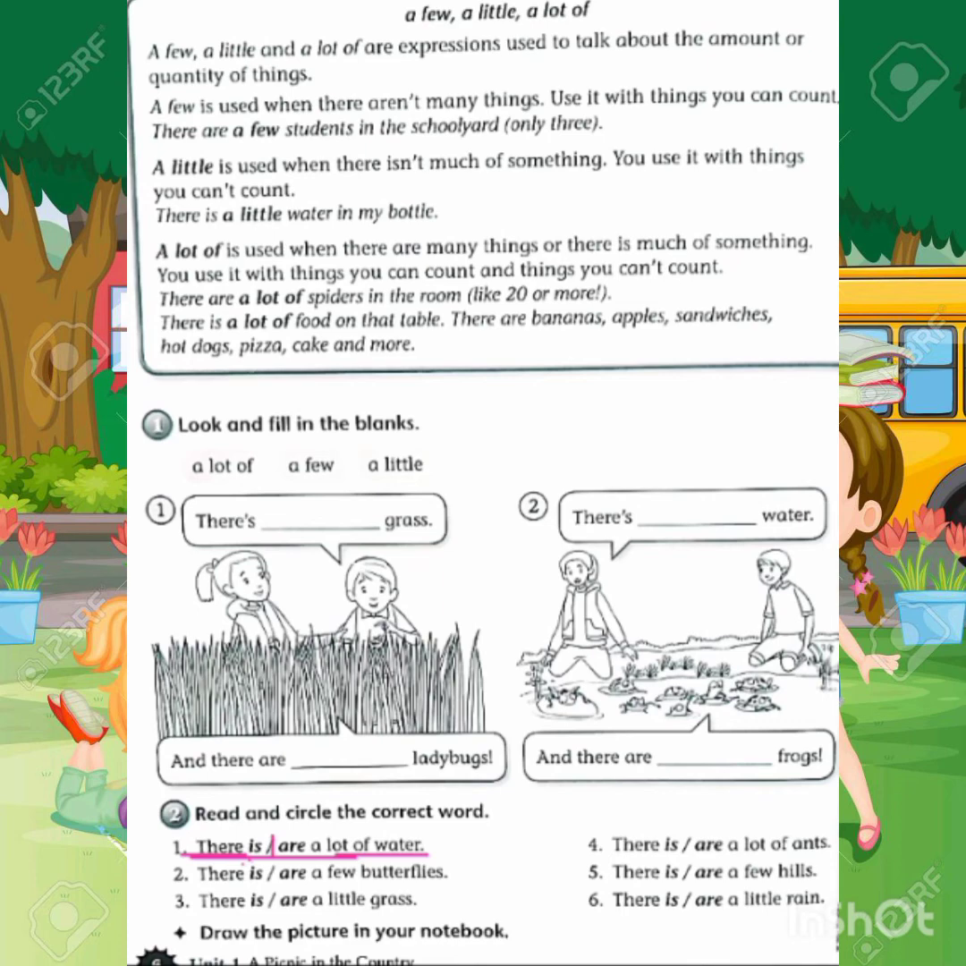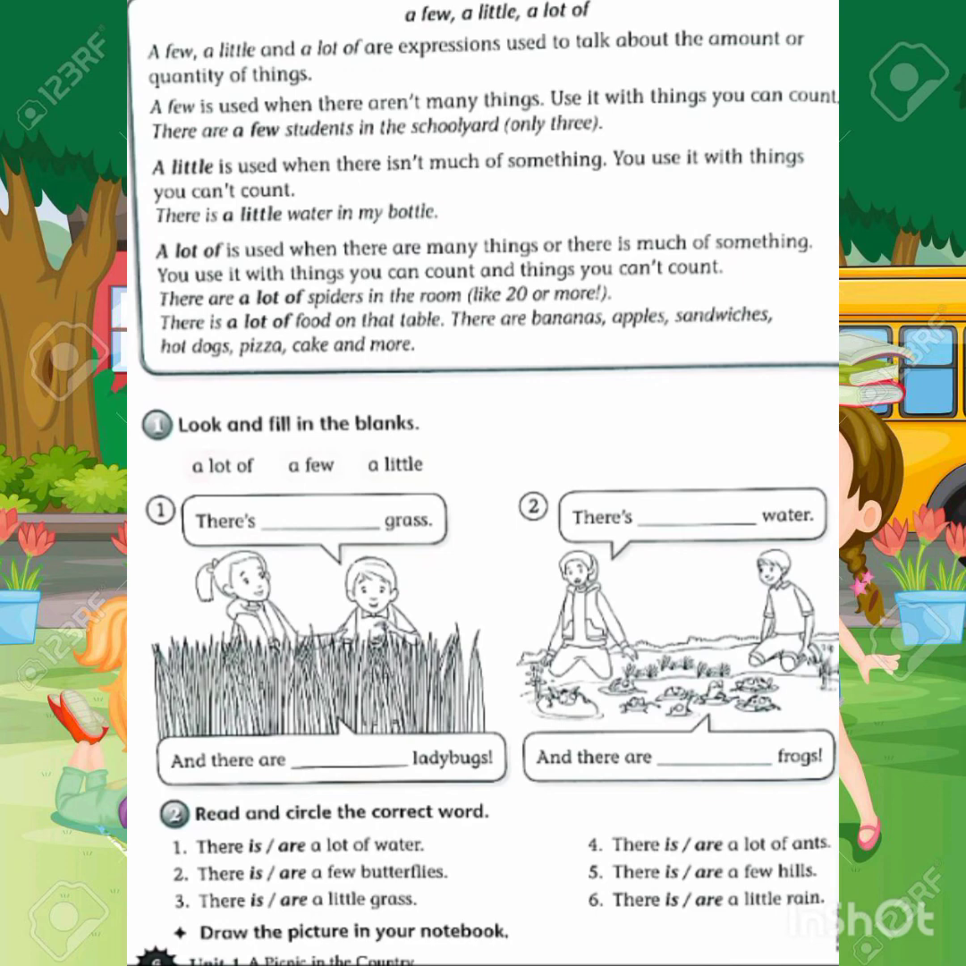The sentence number 2 says, there is or there are a few butterflies. So, can you count the butterflies? Yes, the butterflies is a plural noun. Butterflies, more than one, maybe 3 or 4. So, the correct action here is are. There are a few butterflies. Okay? Well, after you read and circle the correct word, you are going to draw the picture in your notebook.